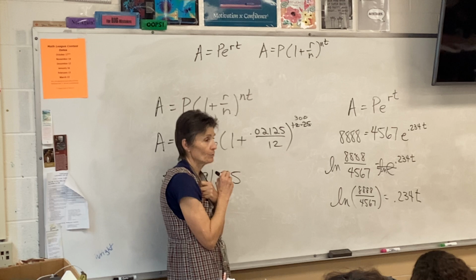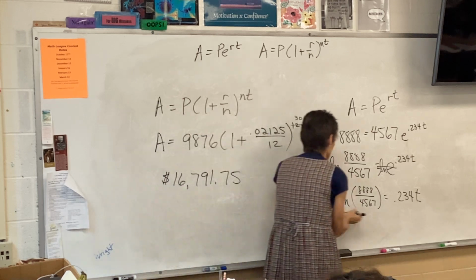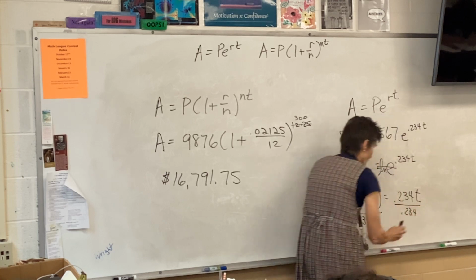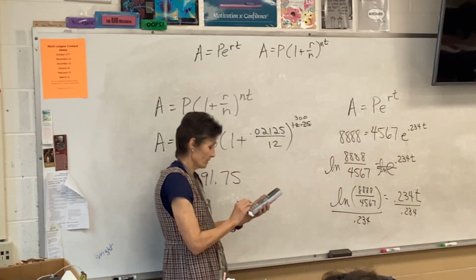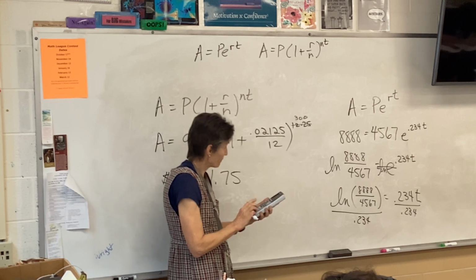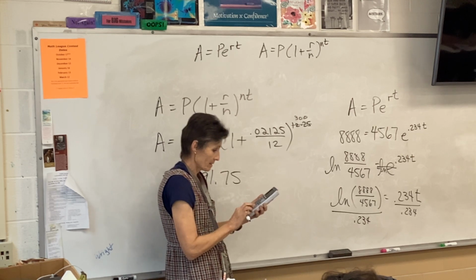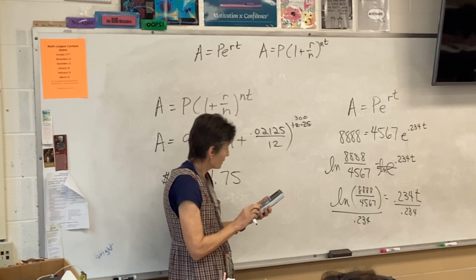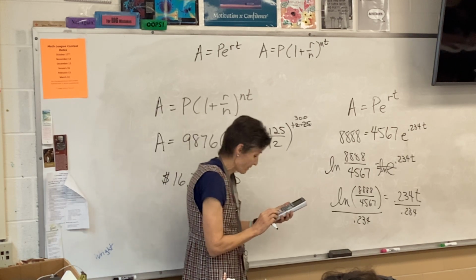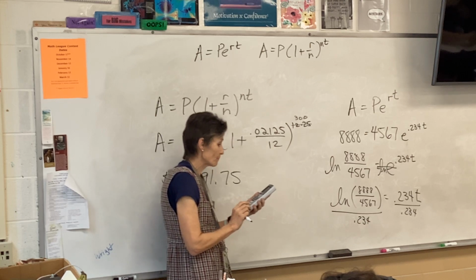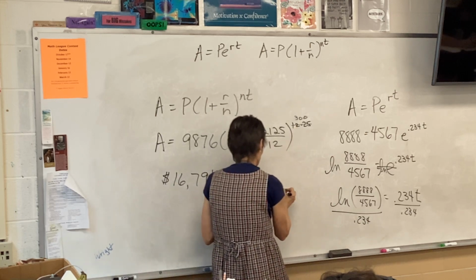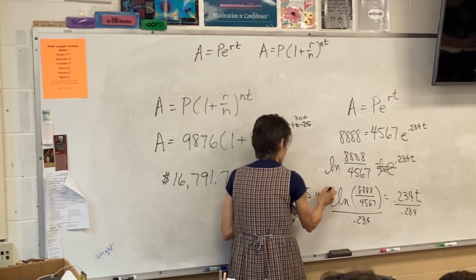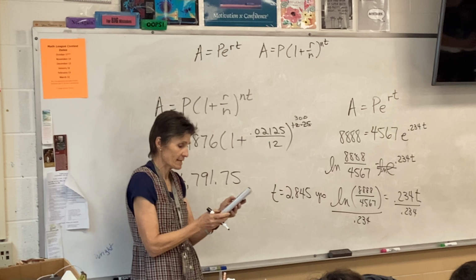And then we need to divide by 0.234. And that will be our answer, hopefully. So ln(8888 divided by 4567), close parentheses, divided by 0.234. I got 2.845 years, I guess. I don't even know what the time period is, but I'll say years.